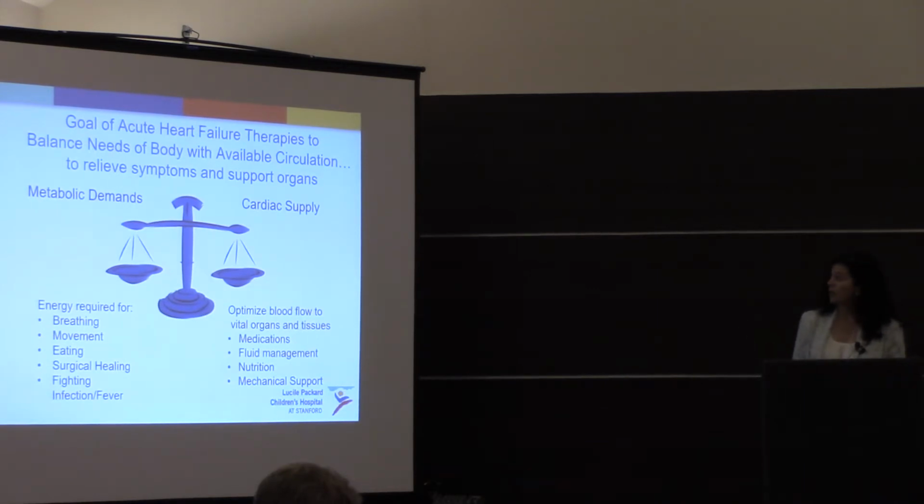So again, I spoke about balancing cardiac supply and metabolic demands. If we think about energy, it is required not only for breathing and movement, but eating and fighting infections, surgical healing. And what we try to do to balance it is really to optimize blood flow to the organs and tissues. And yes, that is with medications, but it's also with fluid management, really important in post-op situations, good nutrition. And if there are stages of severe heart failure, we actually have mechanical support options now.